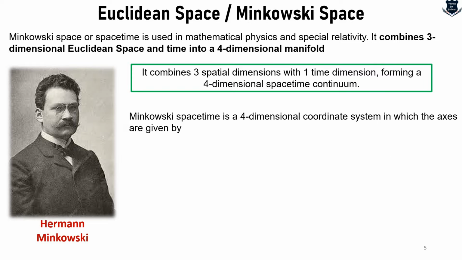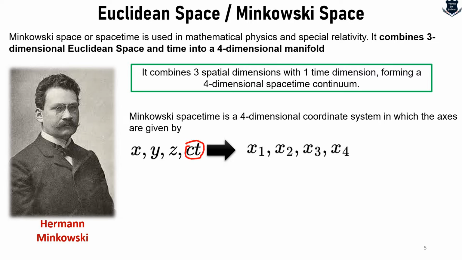So the Minkowski spacetime is a four-dimensional coordinate system in which the axes are given by x, y, z and ct. So you understand length, breadth and height, and that is time, but why it is ct I will come to later. So this can also be written in conventional terms like x1, x2, x3 and x4, where x4 is the time coordinate. In Minkowski spacetime we call it ct.